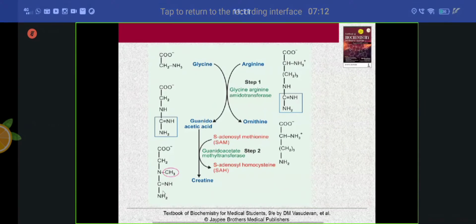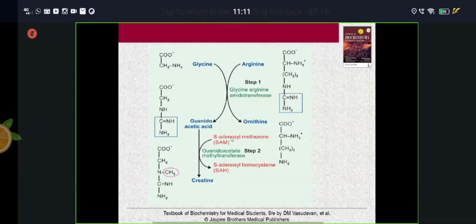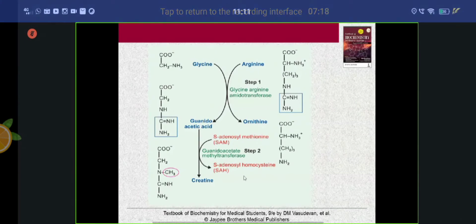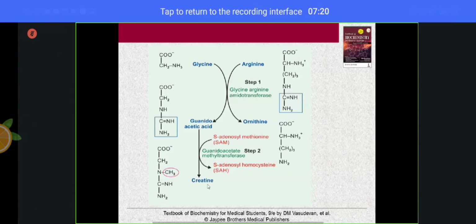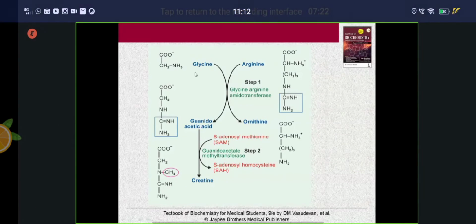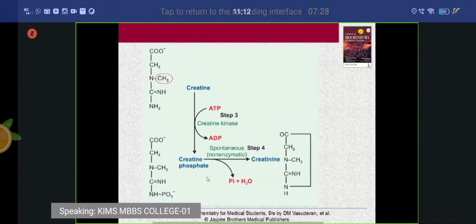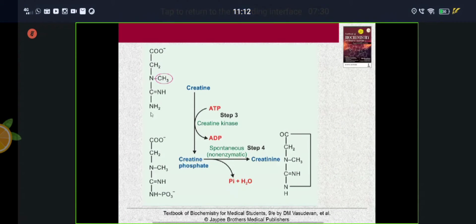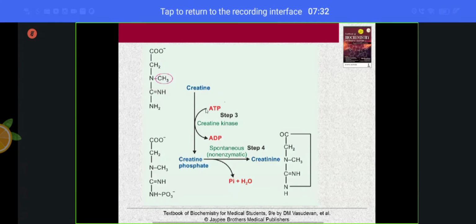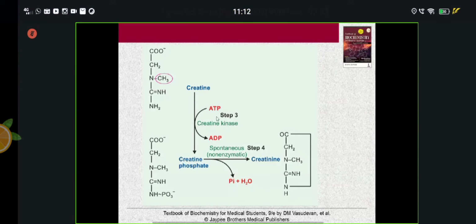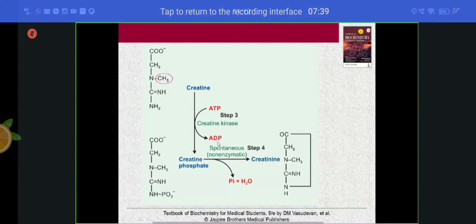So this is the creatine. S-adenosyl methionine donates its methyl group to form S-adenosyl homocysteine. So finally what are we getting? Creatine. So glycine is giving creatine. Then creatine undergoes reactions to form creatinine. You can see here, this is the creatine. With ATP, one phosphate is lost. You can see here, triphosphate is becoming diphosphate.